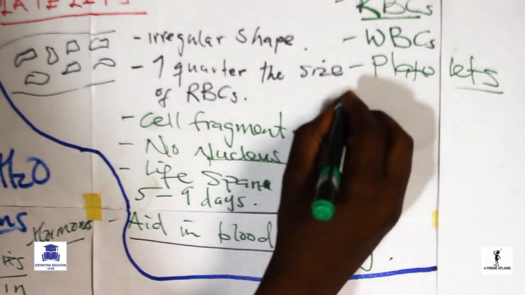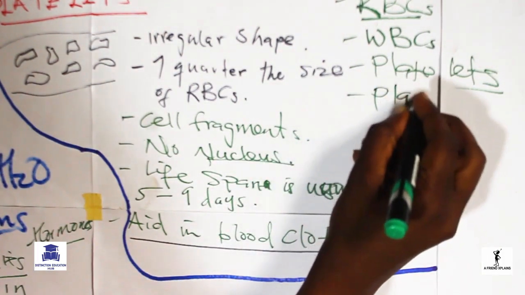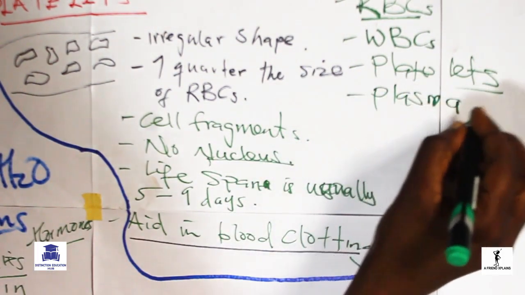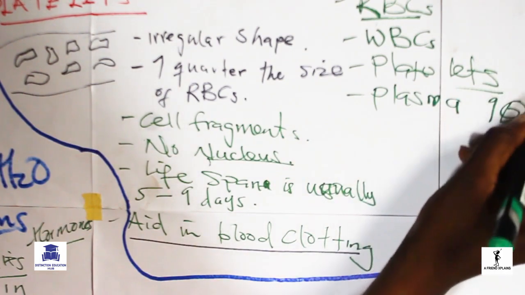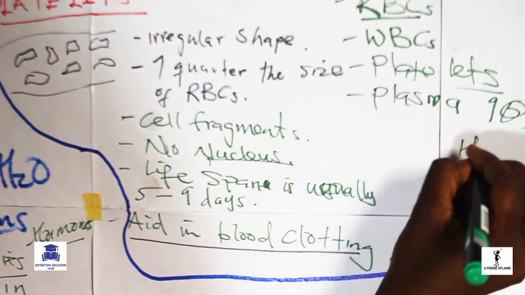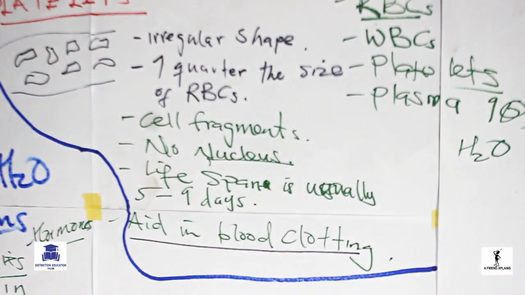The last but not the least that makes up the composition of blood, we said, is the blood plasma, which is about 90% water, and in it there are soluble proteins such as antibodies, fibrinogen, thrombins, hormones, etc. So that is about the composition of blood.